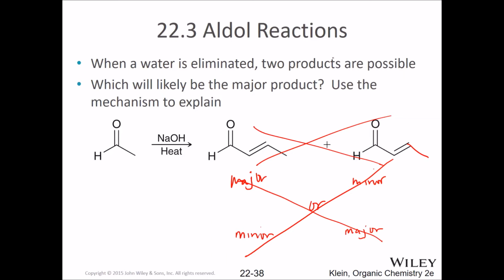When water is eliminated, two products are possible. What are the two products? And then you tell me which is likely to be the major product. Okay. This is a mistake. Sorry about that. But you do get two products possible that are different from each other. Draw those out, please. Bring them to class. If you don't know, draw at least one of them out. And then you really should work through the mechanism.